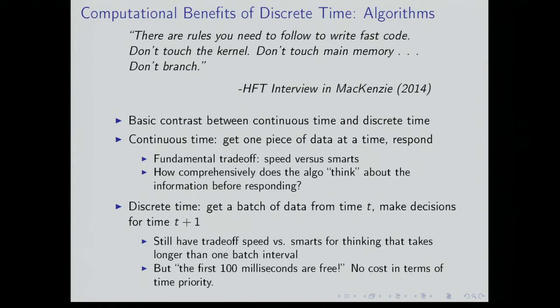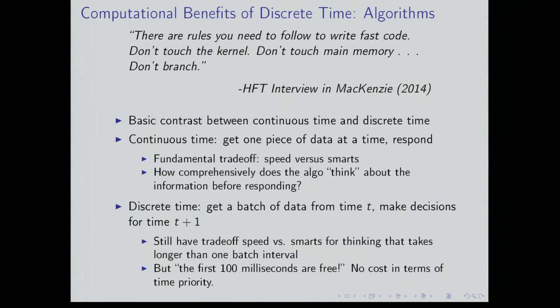Okay, let's now talk about some computational benefits of discrete time for algorithms. The basic contrast between continuous and discrete is that in continuous time, you get a piece of data and you have an immediate trade-off: do I respond immediately, or do I think about that data? So there's an intrinsic trade-off between speed and smarts.